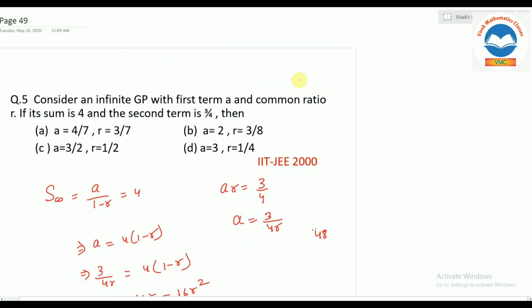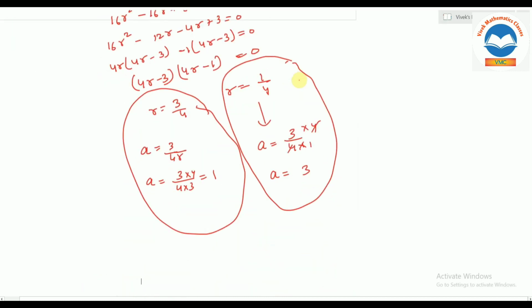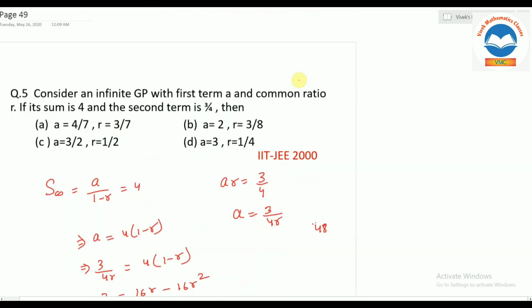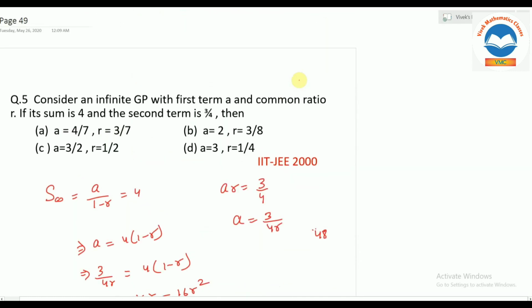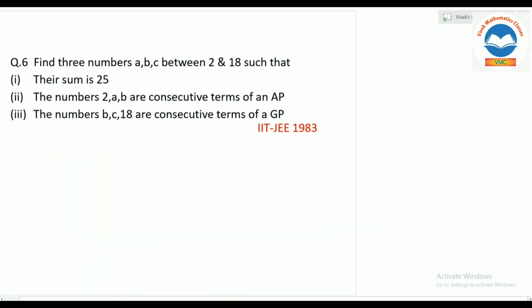A value they have given 3. Yes, 3 and 1 by 4. R will be 1 by 4. It means D part will be your answer. Next.